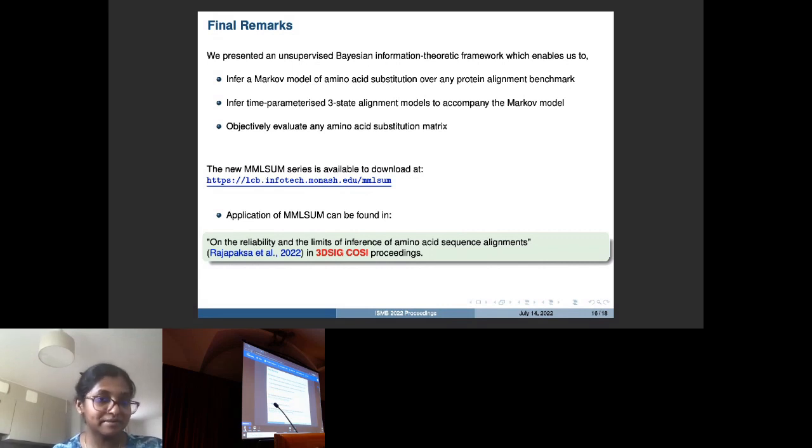So this new MMSM series is available at this link for download, and it also contains the supplementary material and the C++ code that implements this framework. You can also check out an application of MMSM from this publication, which was presented today at 3DSIG COSI Proceedings. It's investigating the expected distance between sequence alignments and structure alignments as a function of evolutionary time.